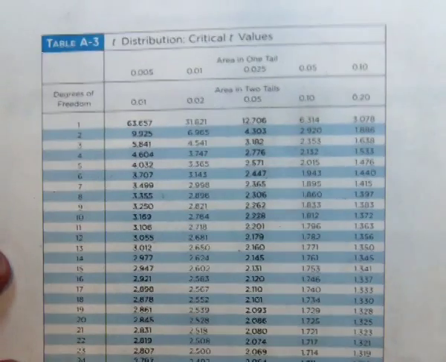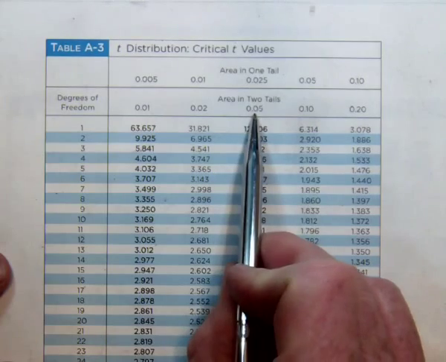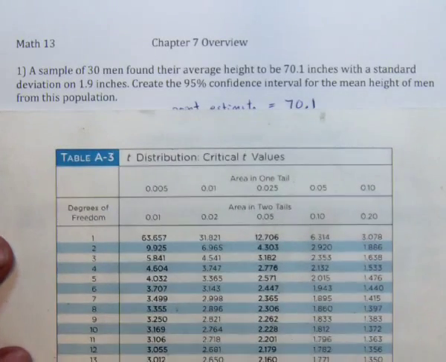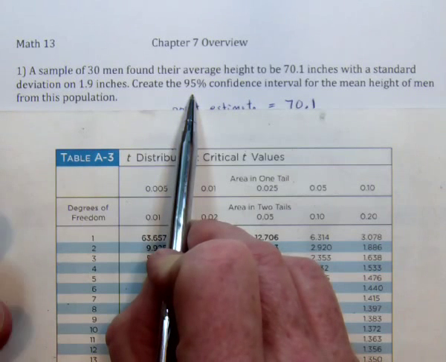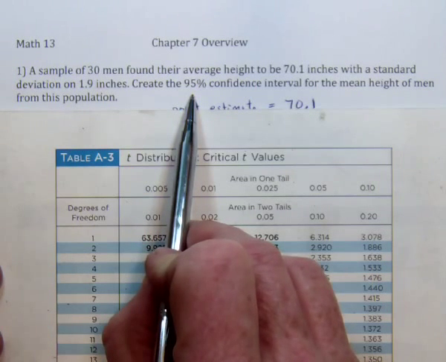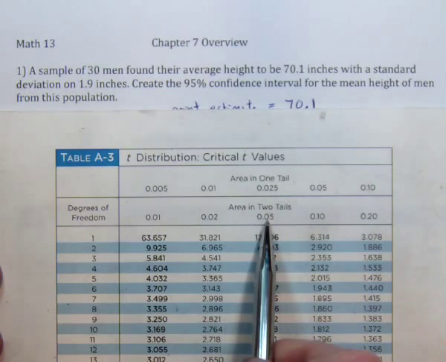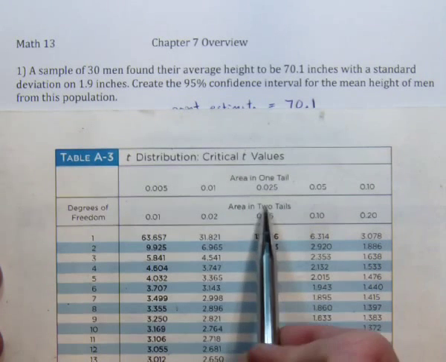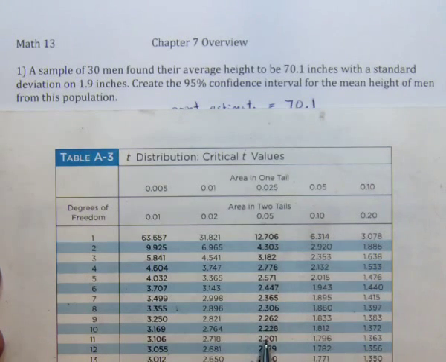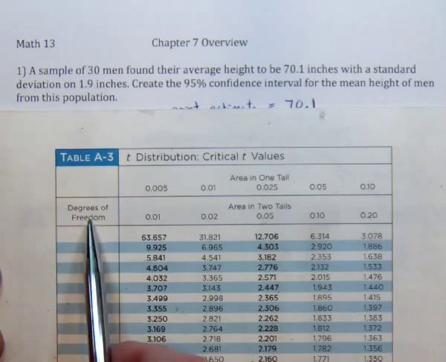The next thing to do is decide how much is the alpha. In this problem, I said to use 95% level of confidence. So you subtract from 100, that leaves 5%. So that's what alpha is equal to. So we're going to use this one right here. Once you've decided that it's going to be two tails and it's going to be 0.05, that means we're using this column.